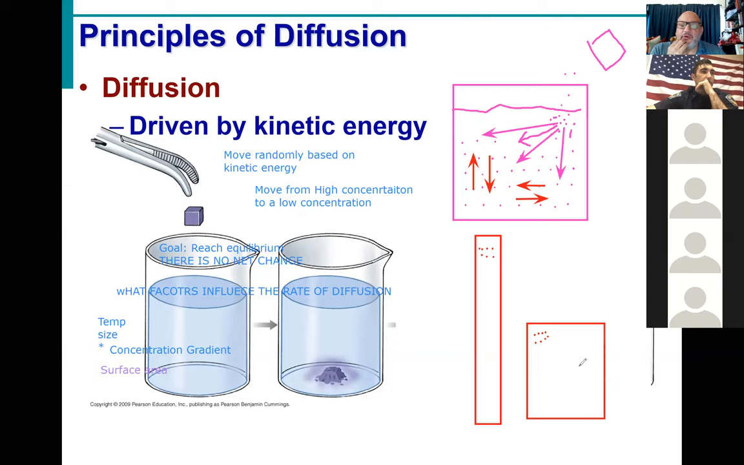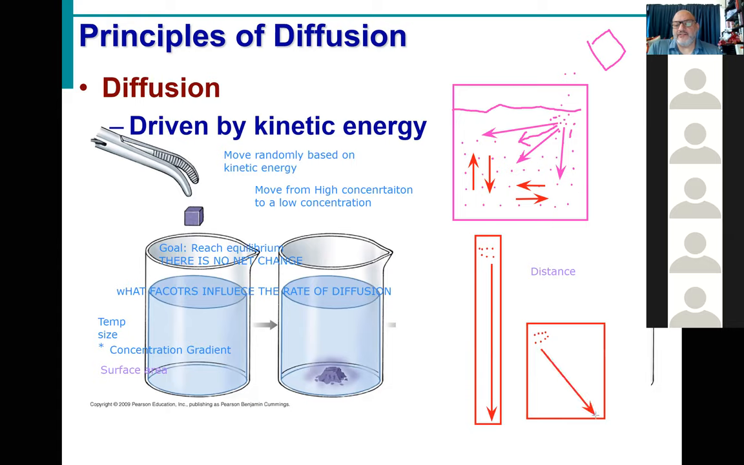Why would this beaker reach equilibrium faster? There's more space for the molecules. There you go, exactly. Space is a good way of describing it, but really the other way to think of it is distance, right? How far does it have to travel? Notice to reach equilibrium, these molecules have to travel much farther to reach equilibrium than these have to travel. So the fact that they have a shorter distance to travel makes it easier for them to reach equilibrium.